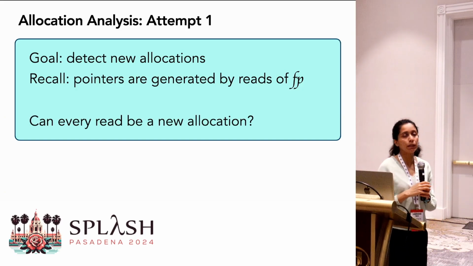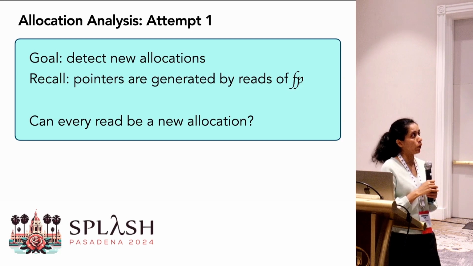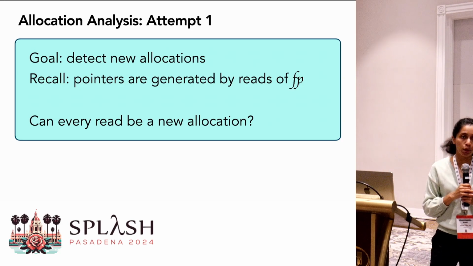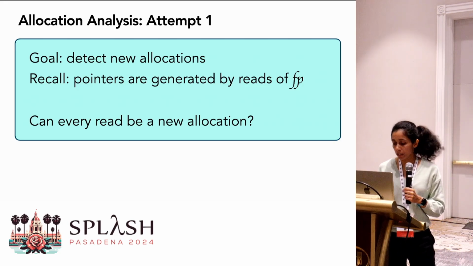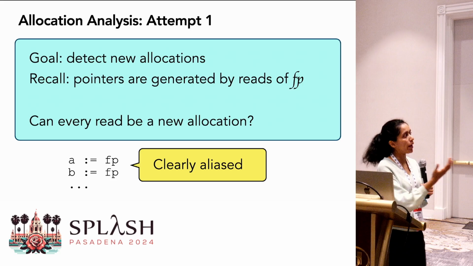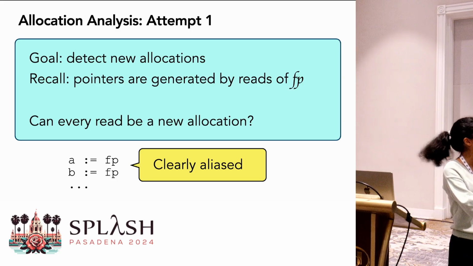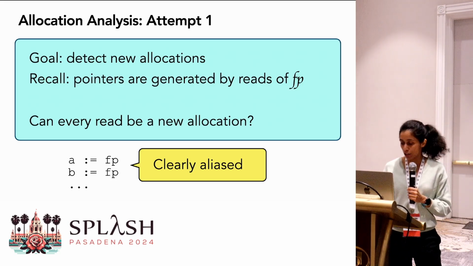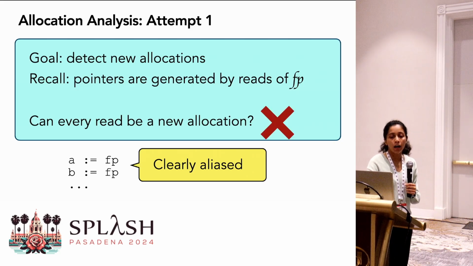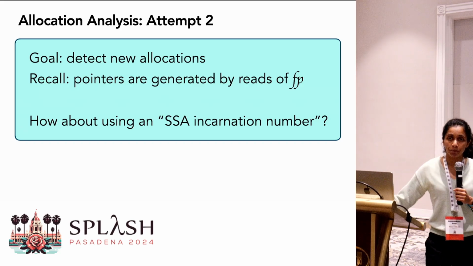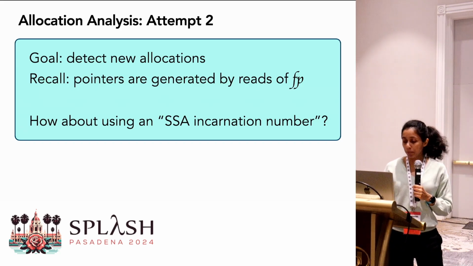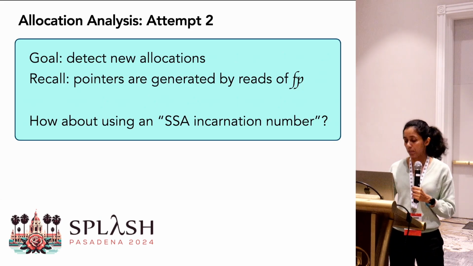So the first thing that comes to mind is, well, what if we just treat every read of the free pointer as a new allocation? Seems like something we can try. So let's try that. Here we have A equals FP and B equals FP. These are clearly aliased, so this is not going to work. So let's try something else. What if we try to use an SSA numbering? What that means is that every read is going to get a fresh incarnation number.